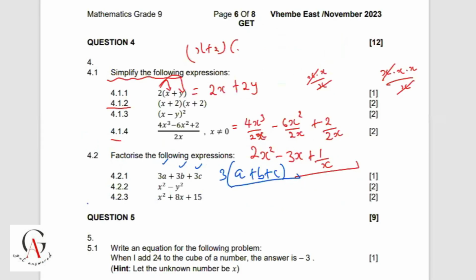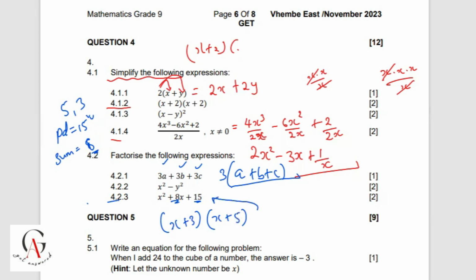Then 4.2.3, this is a trinomial. With the trinomial, we focus on this as our product. Okay, and then 8 is our sum. The question is, which 2 numbers do we multiply to give us 15? But if we add those numbers, we get 8. The numbers are just 5 and 3. So what we do, it will be x plus a 3 and then x plus a 5. When we open these 2 brackets, we shall go back there.